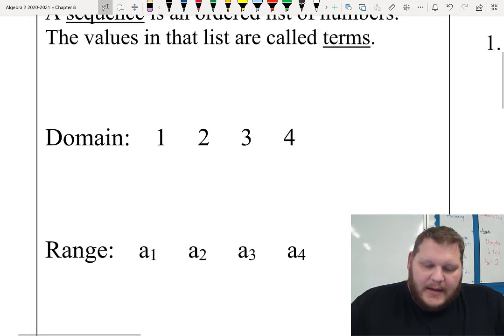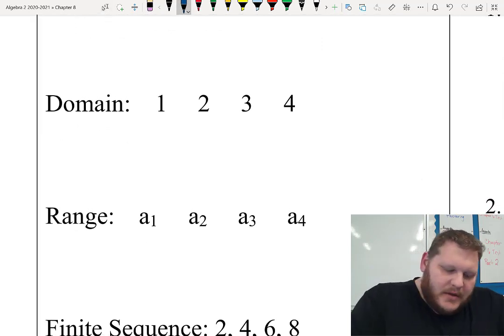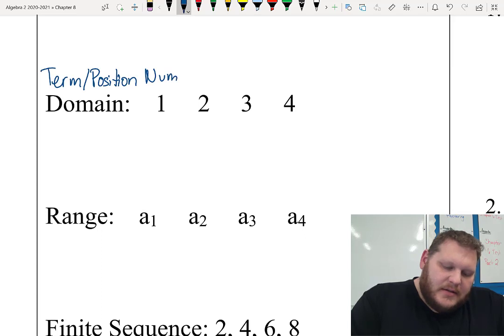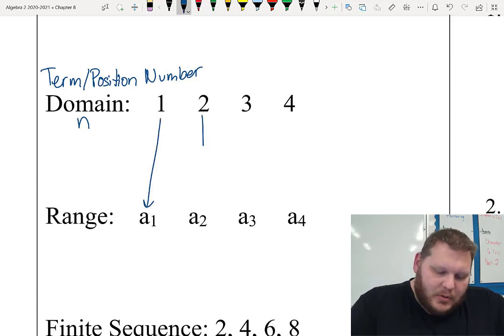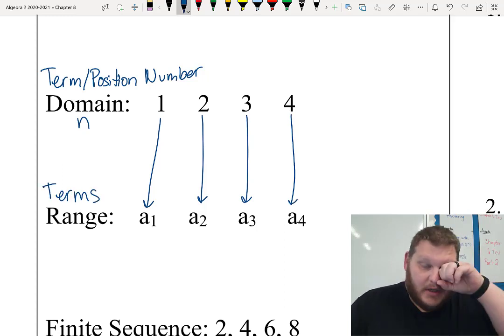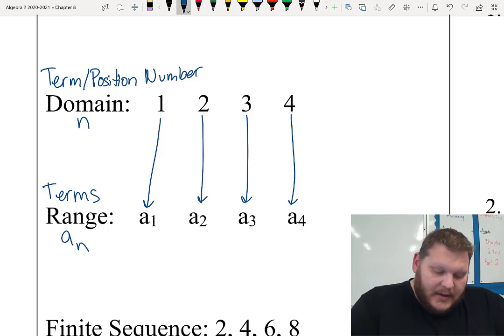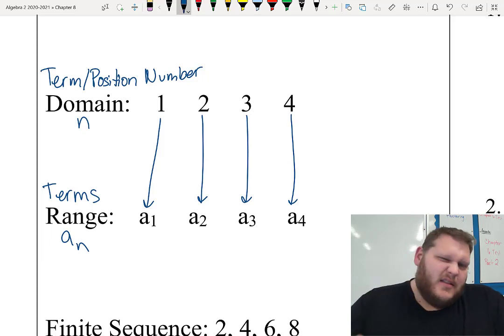When we look at how we classify things in our traditional method, the term or position number, so where it is in the list, is my domain. That's the n value that we will use for our equation. All of those get mapped to different terms in my sequence. So our range is made up of the actual terms in our list, and that's always denoted by a sub n, meaning the term in the nth position.